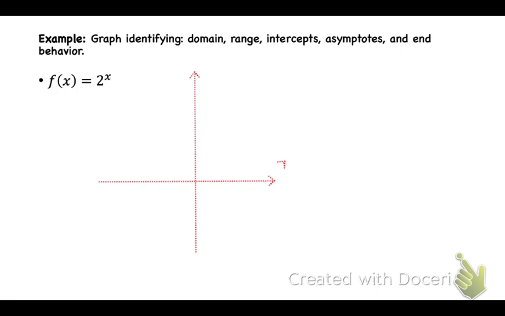So we'll just make a little t-table. Here's the x, and here's the f of x. Why can't we just say y? Because it's a function, and that says f of x. It doesn't say y. So that's y.